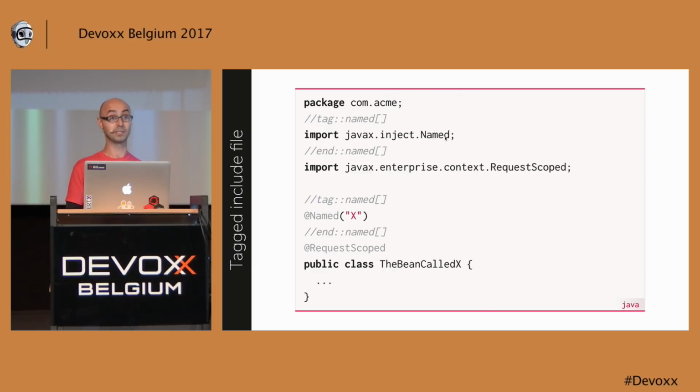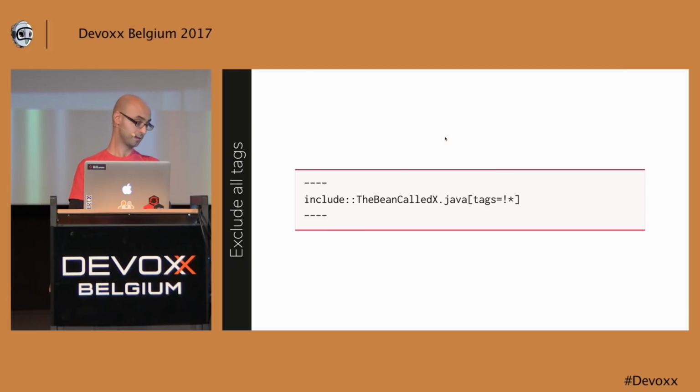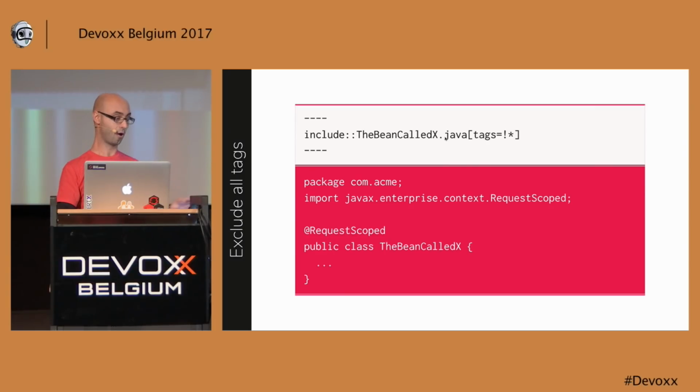Before, in the last release, you could set that you want your file to contain everything that is between name. So your output in the HTML would be something like import javax inject name, and then name X. That's all you get in the output, but you couldn't do anything else. Currently, we improved this. So for example, you can exclude all tags. If you put include the bean called x.java and between brackets as a configuration say tags, nothing, you get all the file, excluding all the tags from the source file.